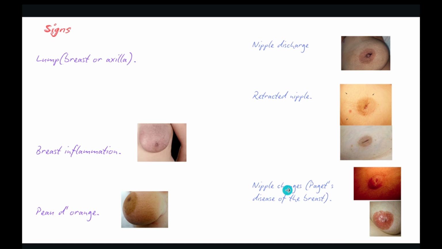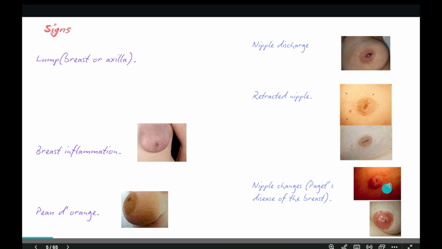The patient also, you can find with them nipple changes, like in Paget's disease of the breast. So it will start as scaly dermatitis, which will end up with destruction of the nipple areola complex.